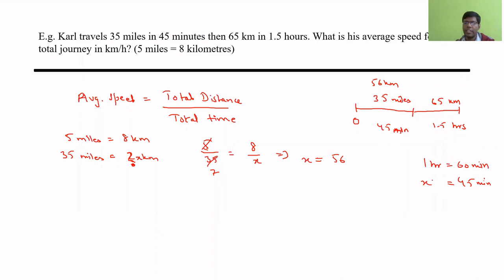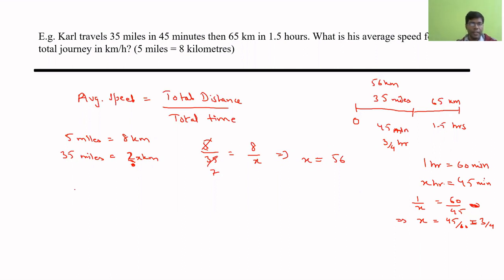So let's again take it as say x hours. So 1 by x is equal to 60 by 45. So this will give us x is equal to 45 by 60, which is 3 by 4. So basically, he's taking 3 by 4 hours. 3 by 4 is nothing but 0.75 hours.